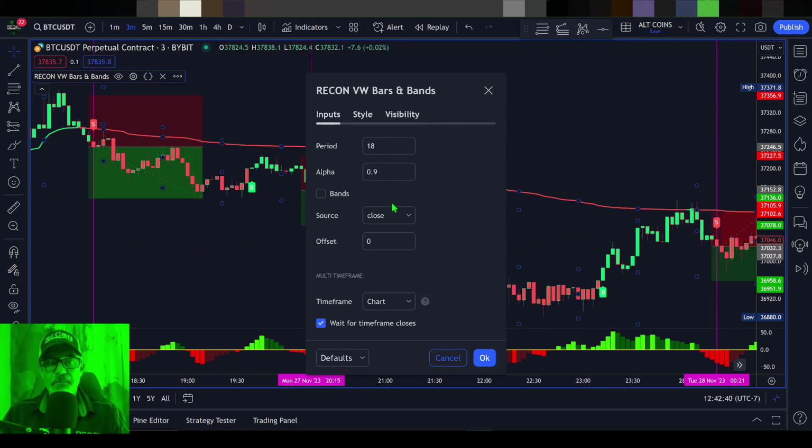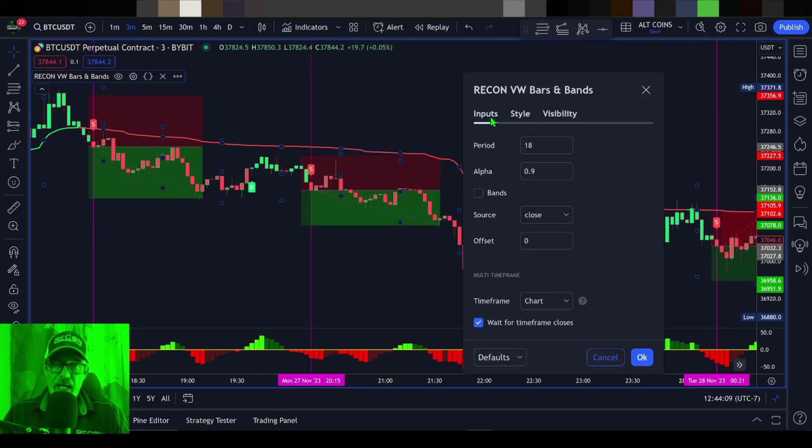I do have the bands on the screen currently just to show you what they look like on the screen. However, I can turn those bands off, and that will eliminate a little bit of the noise on the screen. And then for source, I have it set to close because I'm looking for that alert to fire off at the close of the candle. And then I have an offset of 0. The time frame that I'm using is the chart, which again is a 3-minute. And then I also have it checked off to actually wait for that time frame to close.